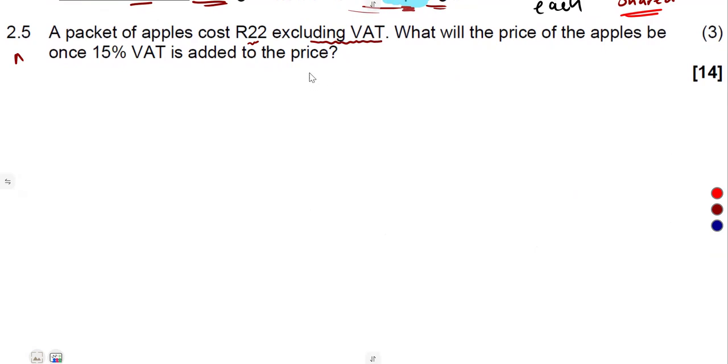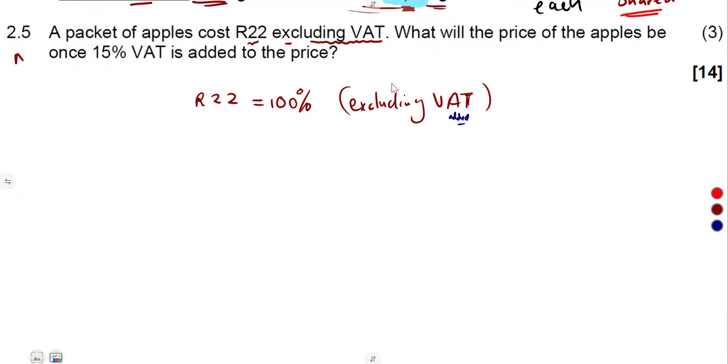Excluding VAT. VAT is not there. So whenever VAT is excluded, it means the cost price that we are given is at 100%. That's excluding VAT. So VAT, guys, is for the government, all right? They add value added tax. It's an added tax, this one. So when we exclude it, it means it's not there.